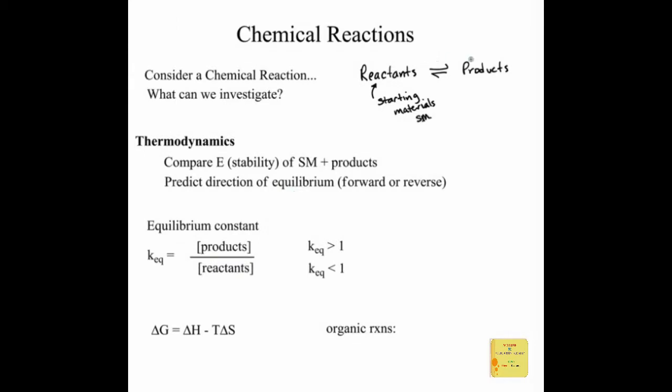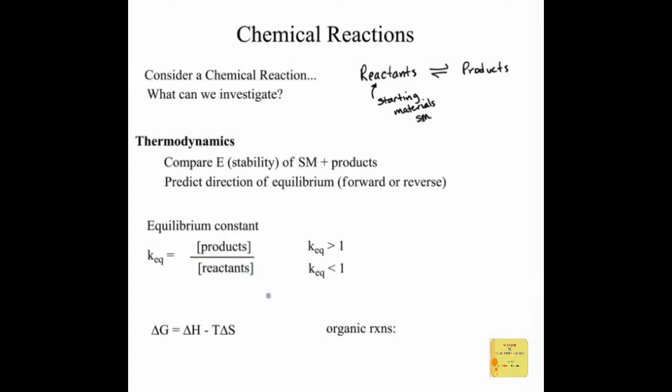Is the forward reaction going to be favored, in which case we would build up our concentration of products, or is the reverse reaction favored, in which case we build up the concentration of our reactants? Now, to describe the direction of this equilibrium, we use an equilibrium constant, and that's called KEQ. And KEQ is always defined as the concentration of the products divided by the concentration of the reactants.